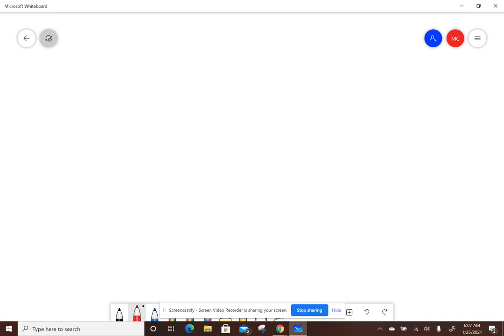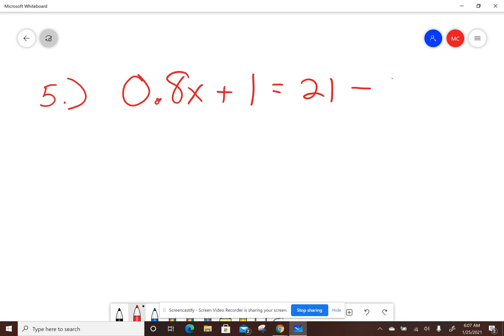Okay, now, number 5 is decimals. So a lot of times when we have decimals, what's easier is get rid of the decimals, and we do that by multiplying by the common denominator, so to speak. Because if you read 0.8 properly, it's 8/10 x plus 1 equals 21 minus 2/10 x. So my denominator here is a 10. So if I multiply every term by 10, I'll get rid of my decimal.